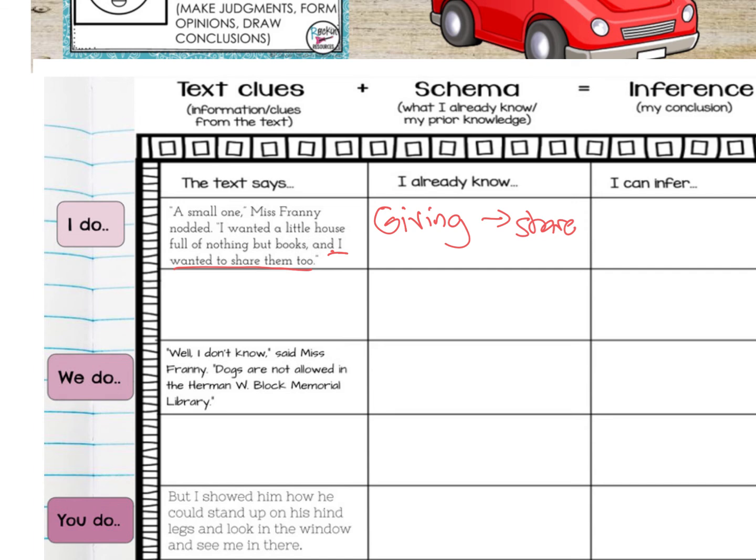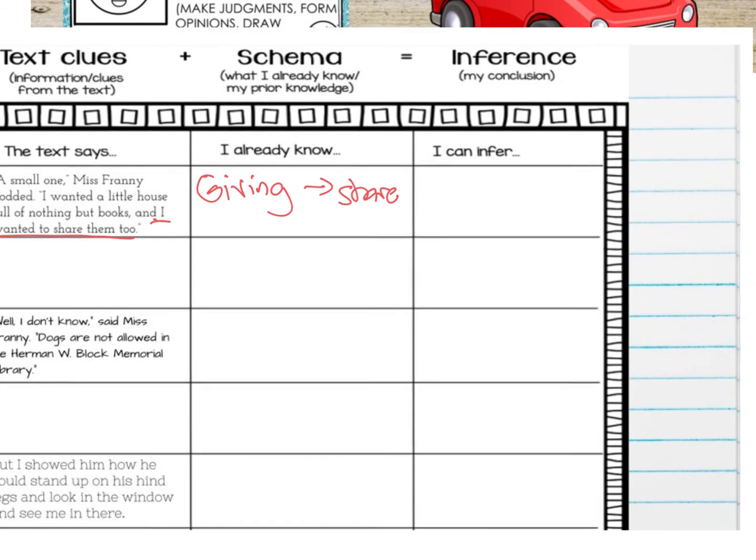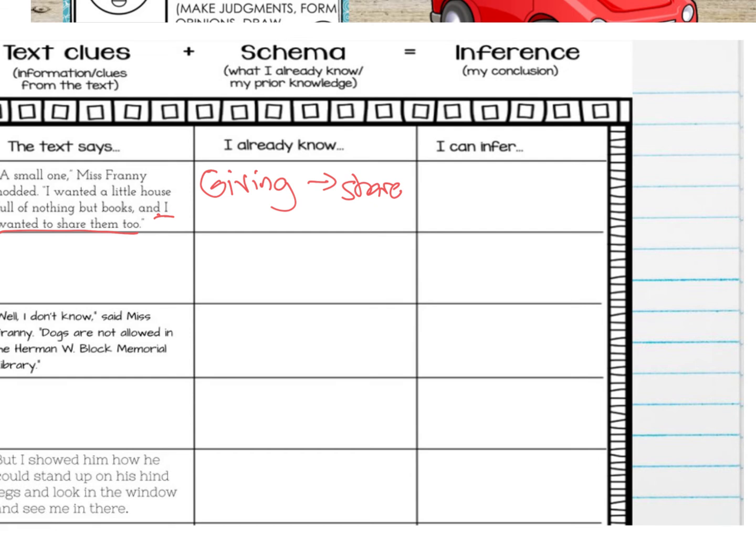So now I can make an inference about Miss Franny, something the author does not tell me. So it's something new based on a clue. I can infer that Miss Franny Block is a giving person. Or we might even say the word generous. She didn't just ask for a library for herself. She asked because she wanted to share her books with other people. And she did that even as a child, which tells me a lot about who she is.